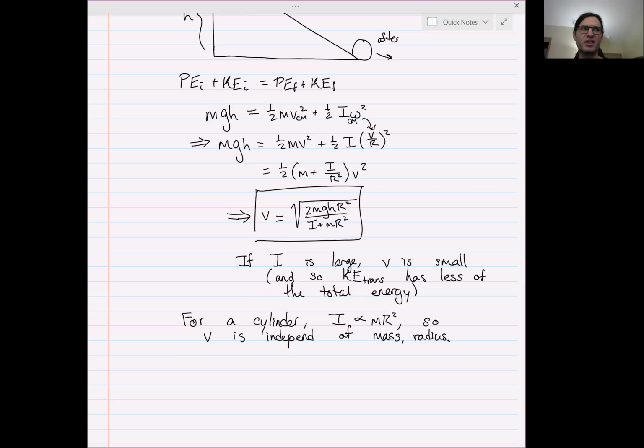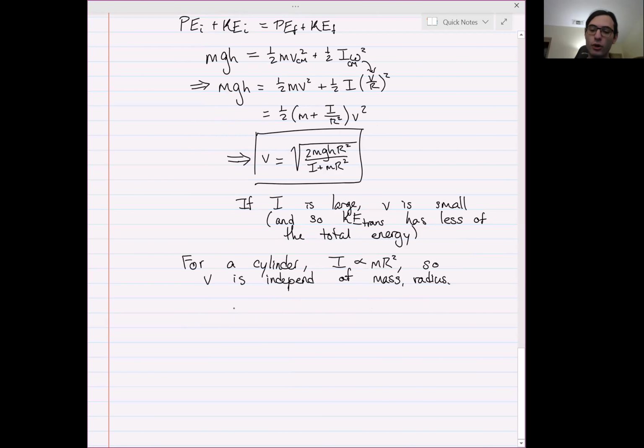And that kind of makes sense, right? We know that the rate at which things fall doesn't usually depend on the mass. It usually just depends on gravity, and that's it, right? The same applies here. However, what does matter is that depending on how that cylinder has mass distributed in it, the constant of proportionality will be different.